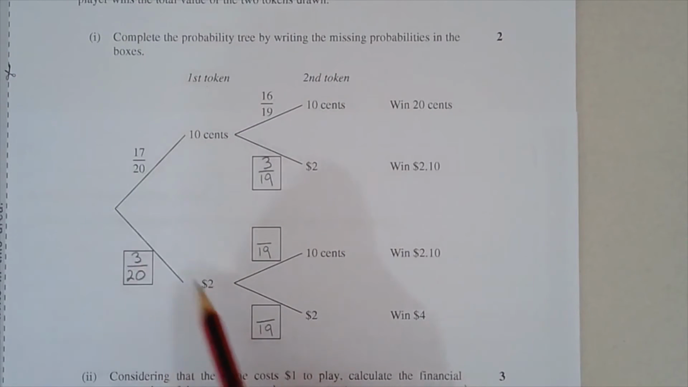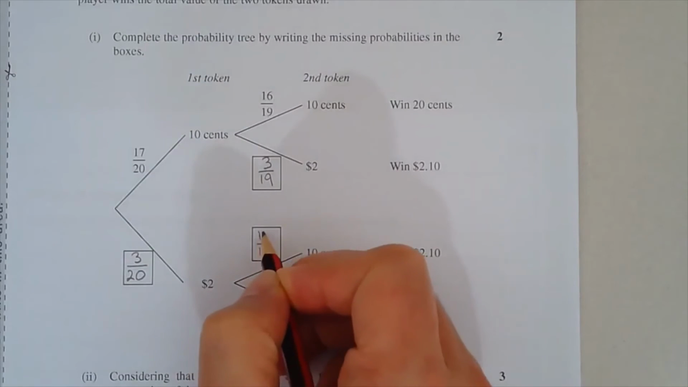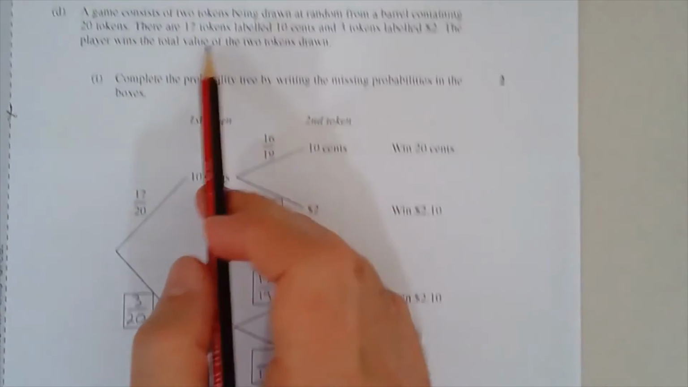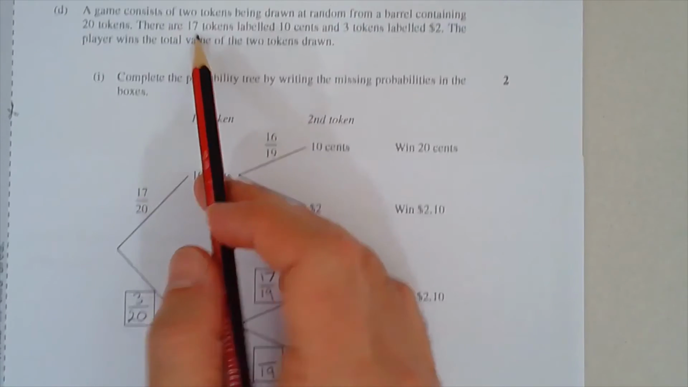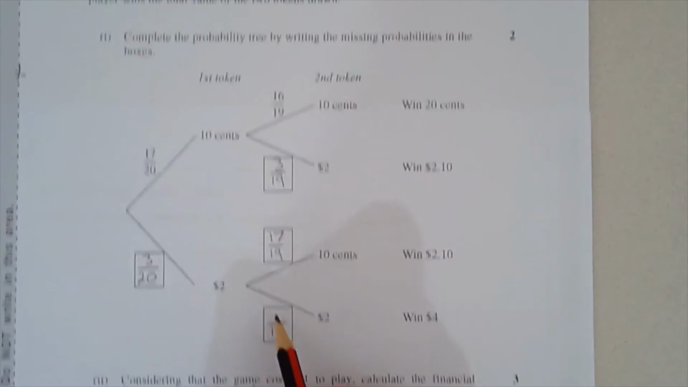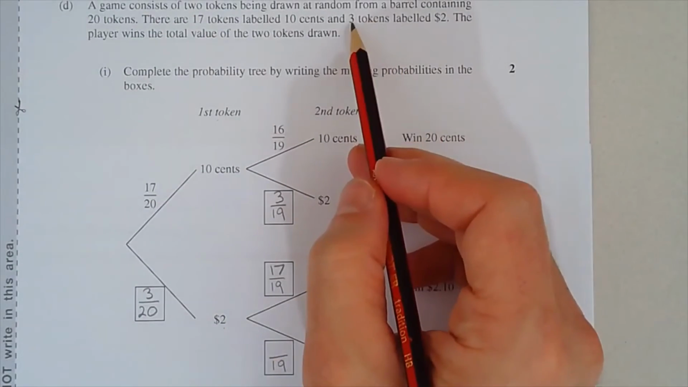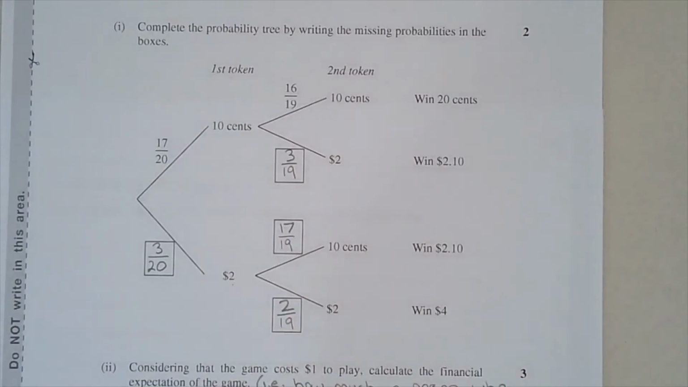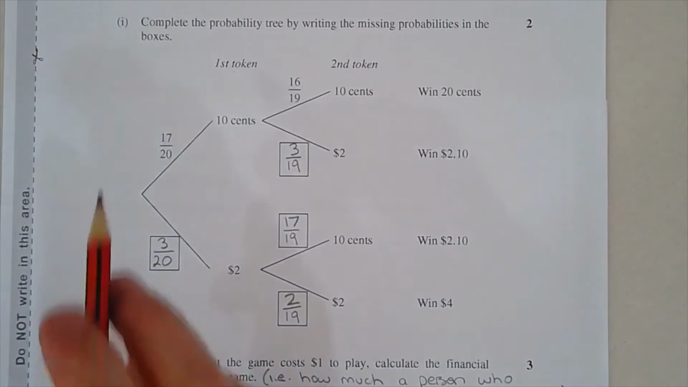So if we've drawn a $2 token, that means that we still have 17 10-cent tokens in the box. After all, we start off with 17 10-cent tokens, and on the first draw, if we draw a $2 token, we still have 17 10-cent tokens left. But there's now one less $2 token. Remember that we initially start off with 3 tokens labeled $2. That means we have 2 tokens left. So that answers part 1.